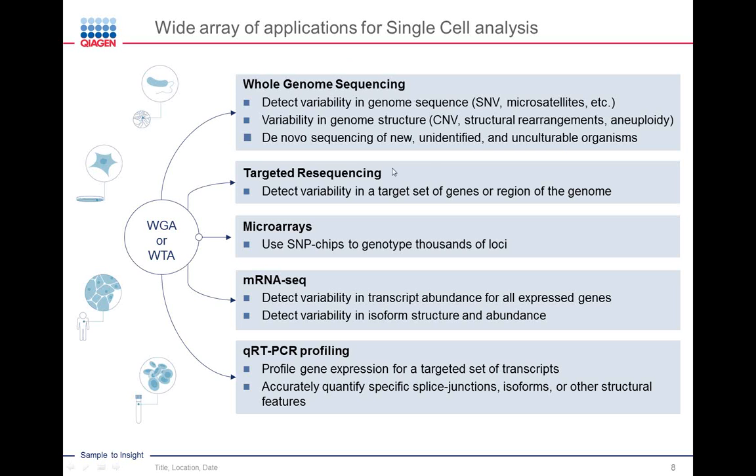This is all possible. Targeted resequencing, if you're interested not in the whole genome, but only a certain target set of genes or a region in the genome, and want to multiplex higher levels of samples, this is a good option. If you're using microarrays, the same microarrays you use with bulk samples, you can use with the amplified DNA from a single cell. And if you're interested in RNA-Seq, so to detect variability in transcript abundance, to look at specific pathways, or to segregate different types of cells from one another, to detect new types of cells within a tissue, this is a good choice.